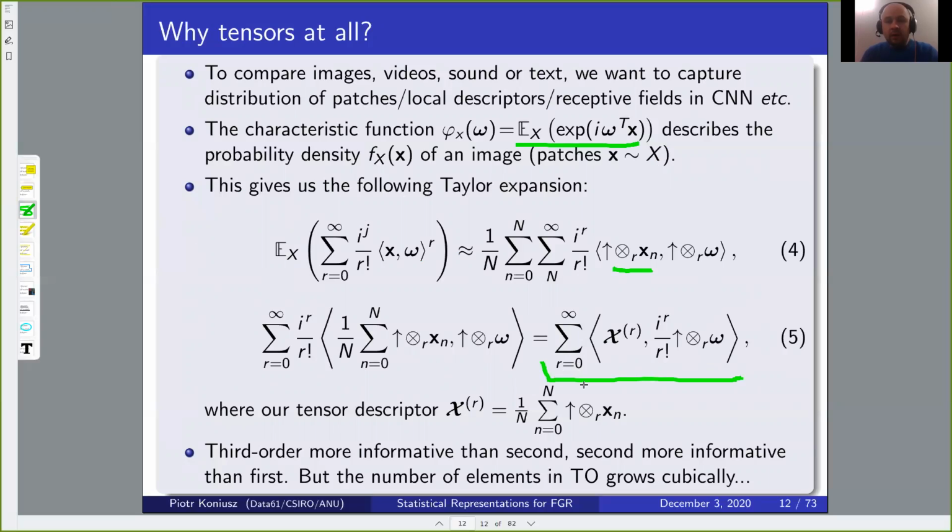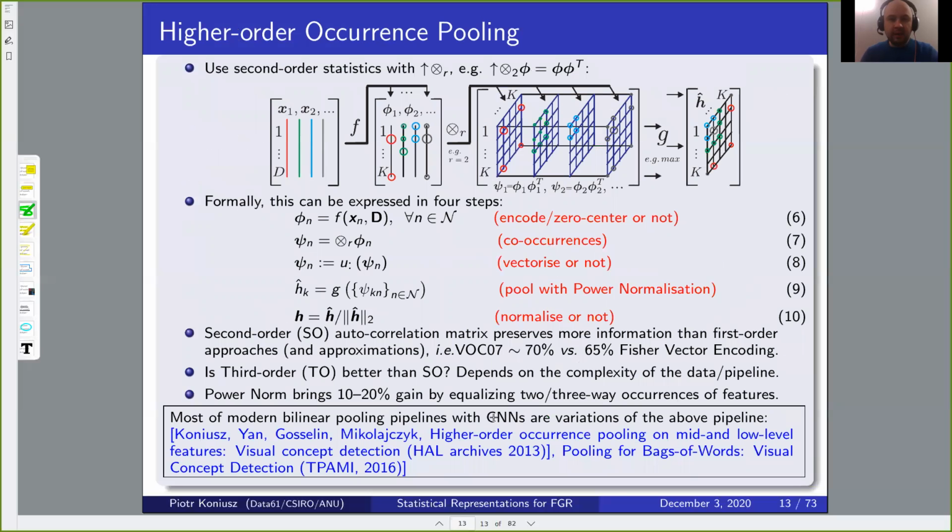So higher order statistics can be captured with higher order tensors. They are more informative. So a third order tensor is supposed to be more informative than a second order tensor. But also the number of elements in a third order tensor grows cubically with respect to the size of the feature vector. So this is a problem because it means that we cannot really estimate it very reliably.